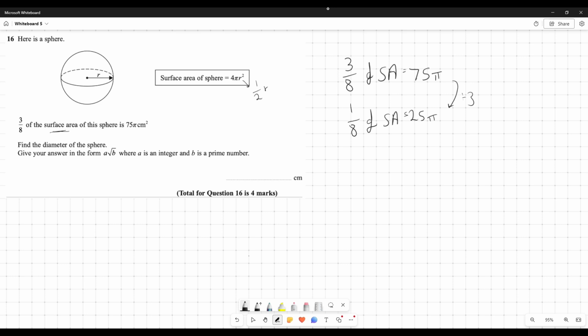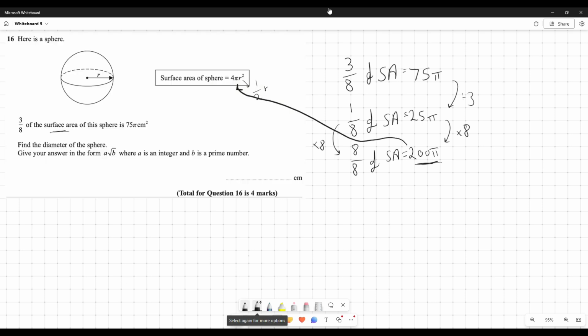I'm just leaving it as pi because it's given in pi and also it's non-calculator, so we should get an exact value. So now we have 1/8 of surface area, so we times by 8, and here we also times by 8. 8 times 25 is 200 pi. So now we know that this should be equal to the surface area formula, so we write these equal to each other. 200 pi is equal to 4 pi r squared.